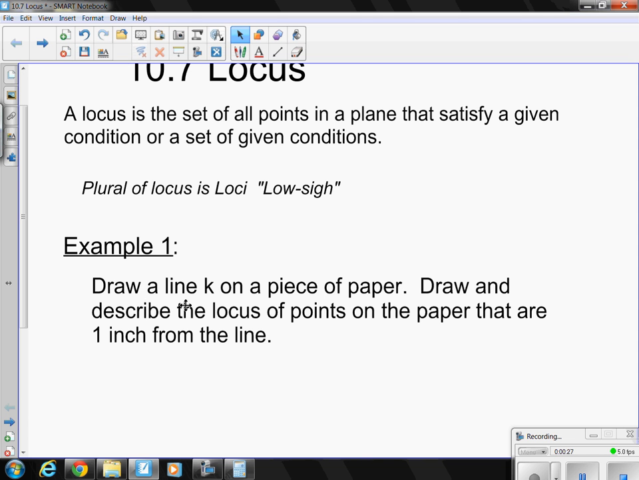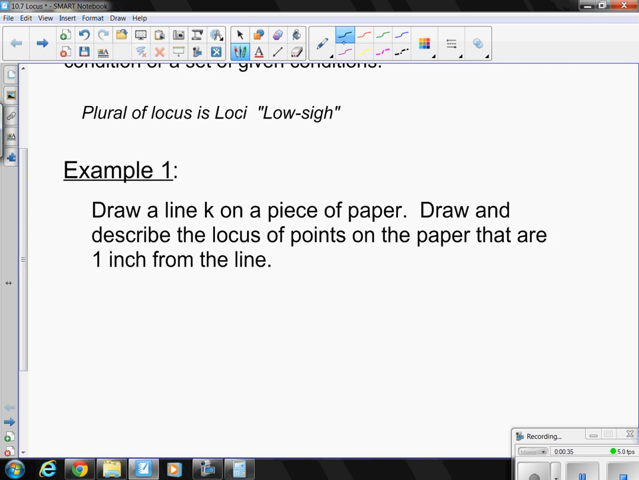Now, draw a line K. So we're going to find some locuses in this section. When you're looking to find a locus, first, if they say draw a line on a piece of paper, you just draw a line. Your line can be anywhere. A lot of people would like to do it parallel, but I'm just going to slant my line a little bit. Since it's a line, it keeps on going. It's not a line segment.